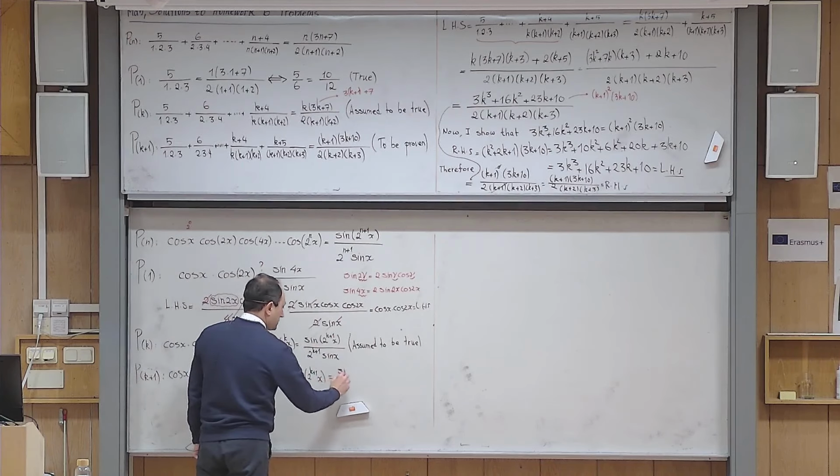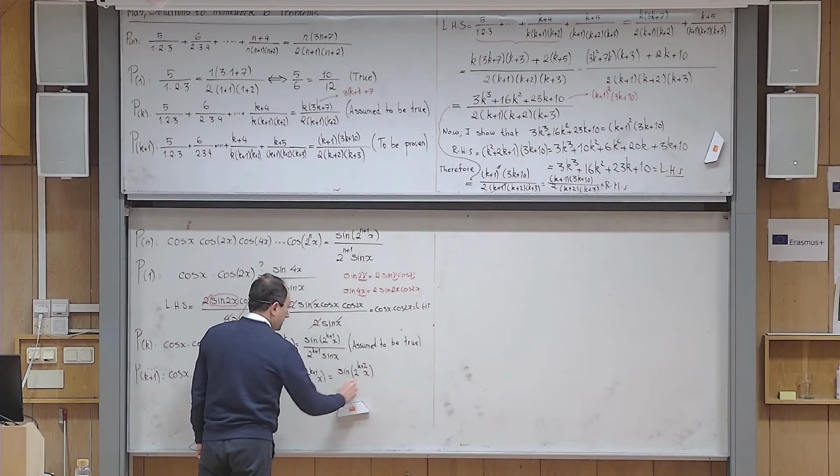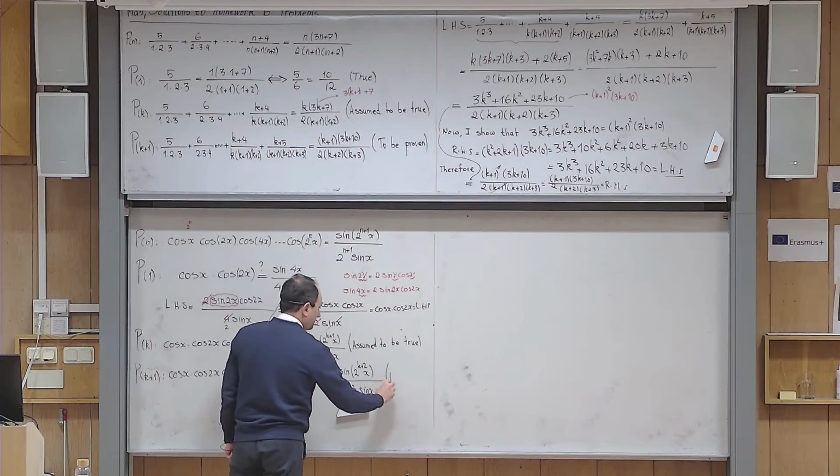So this becomes sine of 2 to the power of k plus 2 x, and then I have 2 to the power of k plus 2 sine x. This is to be proven.